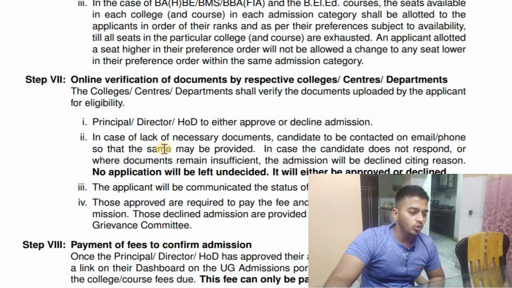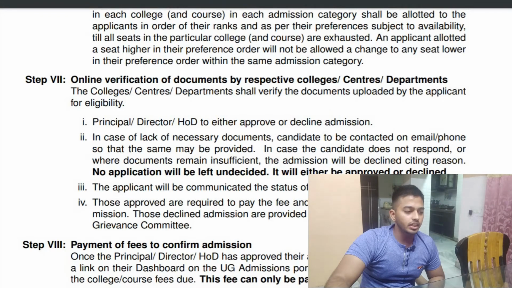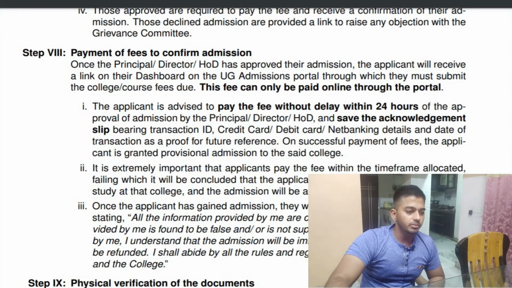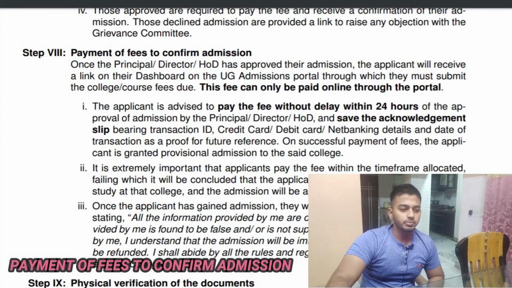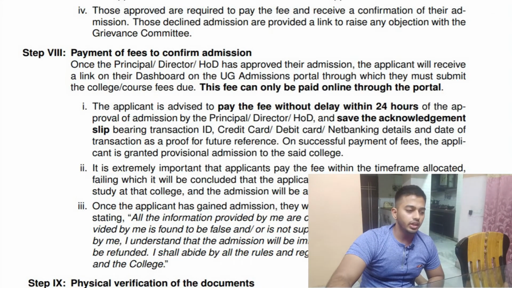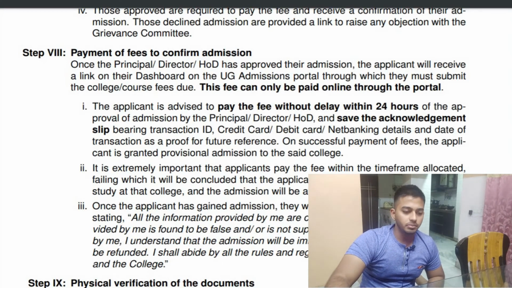The 7th step is online verification of documents by the respective college, centers and department. This one is the verification of documents online. Step number 8 is payment of fees to confirm admission. You would be given 24 hours to pay the fees, and you would be asked to save the acknowledgement of fees as well as the other details after successful payment of fees. So make sure that you pay your fees for the course within 24 hours after confirming your admission.